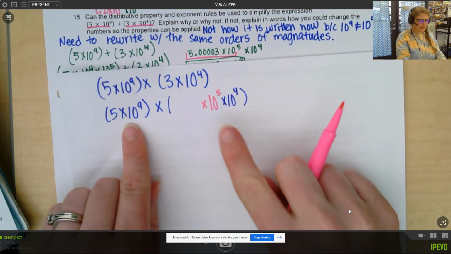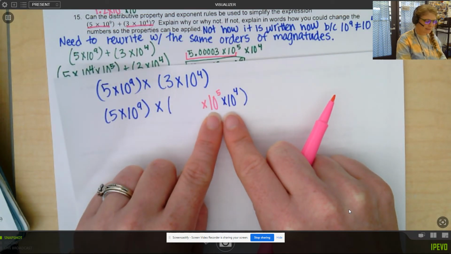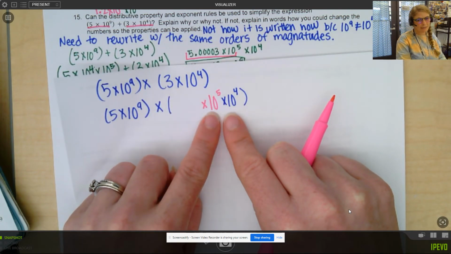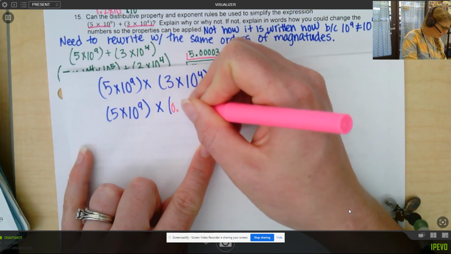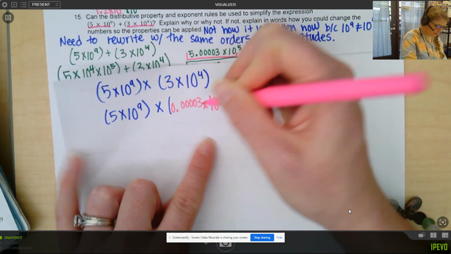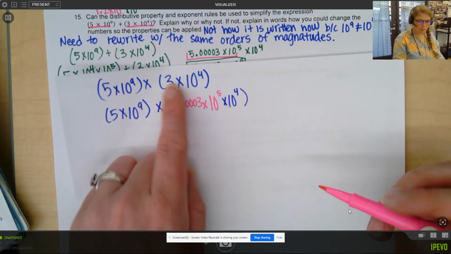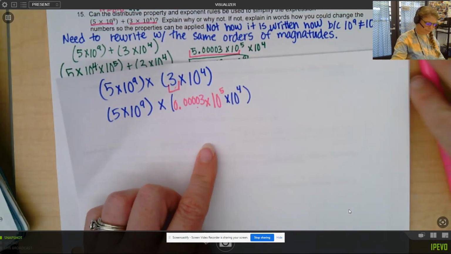So this is making 10 to the ninth, but this was a 3 before. And now I'm multiplying it by 10 to the fifth, and it still has to equal 3. So what number times 10 to the fifth is equal to 3? That's going to be 0.00003, four zeros and then a 3, because if I move the decimal to the right 5 times, I get back to 3. So this value is equivalent.